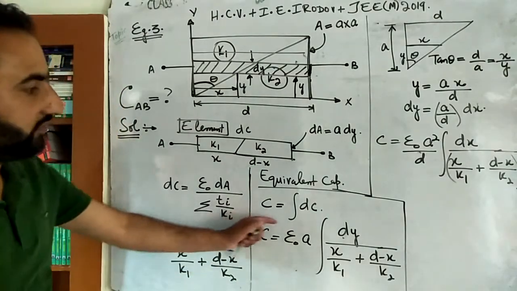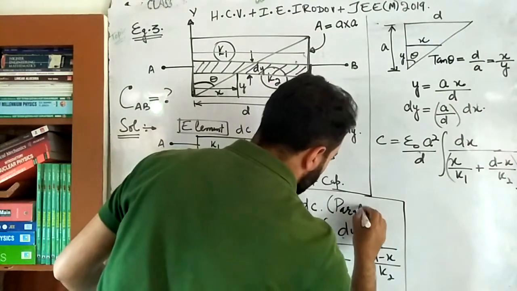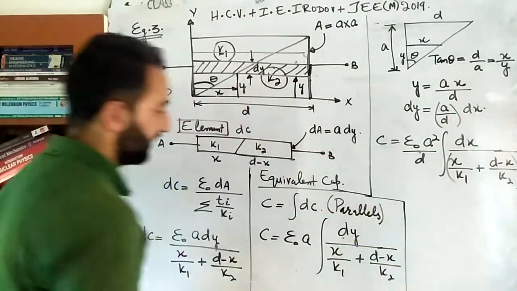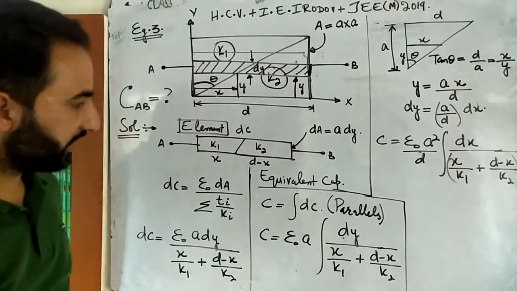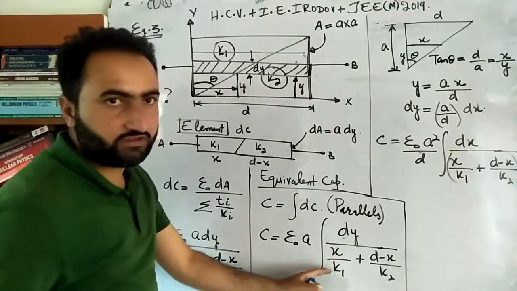Then C will be equal to the integration of dc. The reason is that the elements are connected in parallel. That's why it's like this. So C will be equal to epsilon naught a, then this integration here.